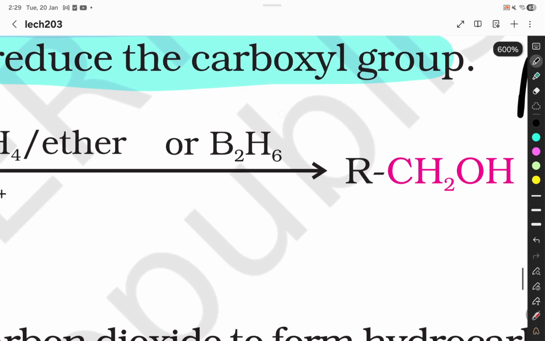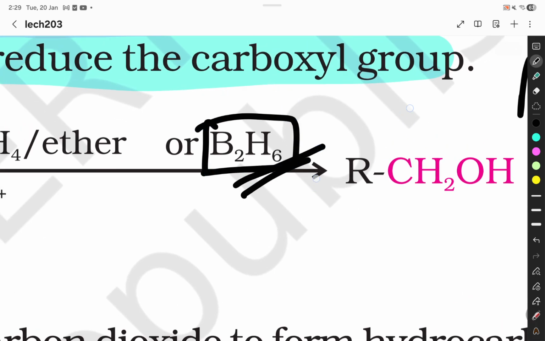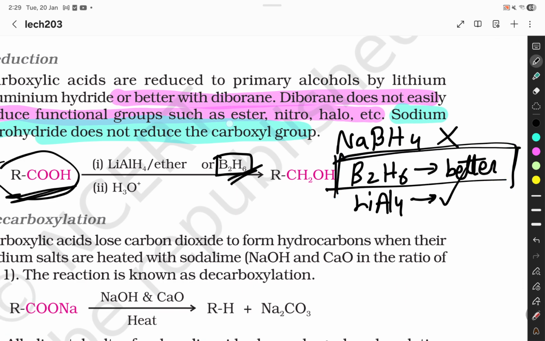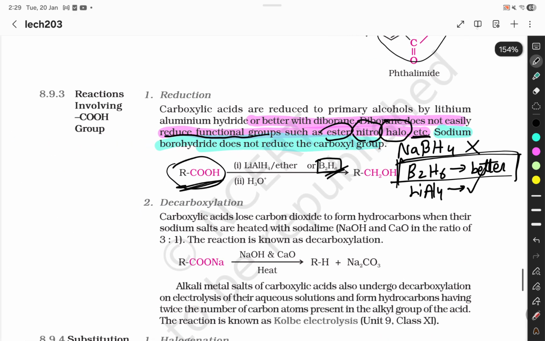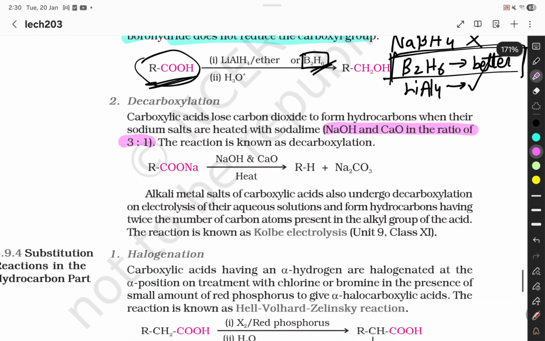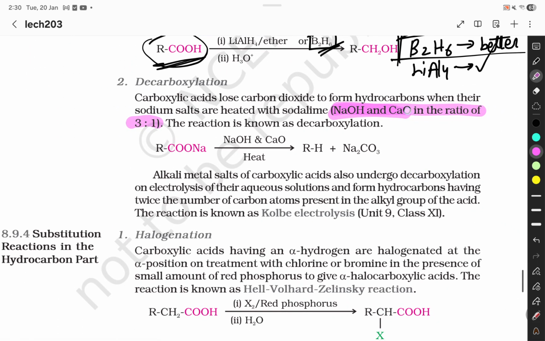So reduction of this group is best done by B2H6. B2H6 is the goat for this. B2H6 is the best. And note that B2H6 does not reduce ester, nitro, halo, etc. It does not reduce those functional groups. Then you have a decarboxylation reaction, which uses NaOH and CaO in the ratio of 3 is to 1. It forms your RH and Na2CO3. Remember, a 3 is to 1 ratio is going to be used.